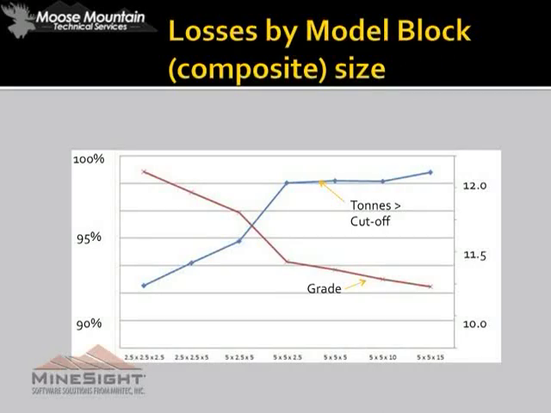And this is sort of what you start to see. As you go from a very small block size, 2.5 meter cubed, all the way up to 5 by 5 by 15, 15 vertical, you can see that your tons above cutoff and your grade are obviously inversely related. As you go to a smaller block size, you can get more tons at a higher grade, or the other way around. But basically, they're related to each other, and there is an inflection point. And there's a lower limit on your practicality for block size.